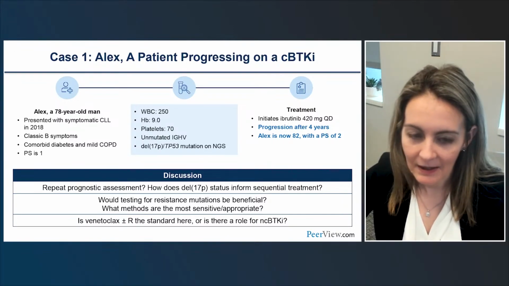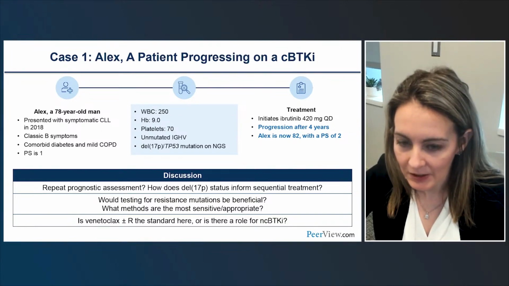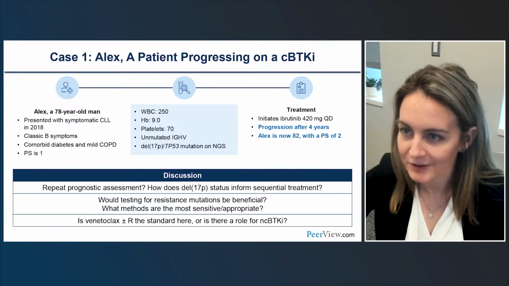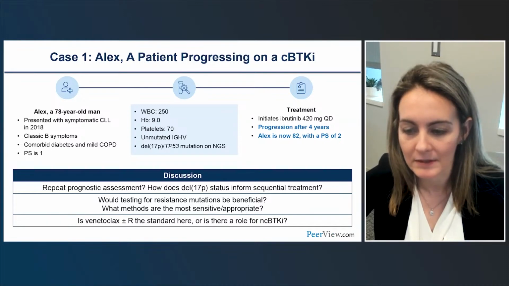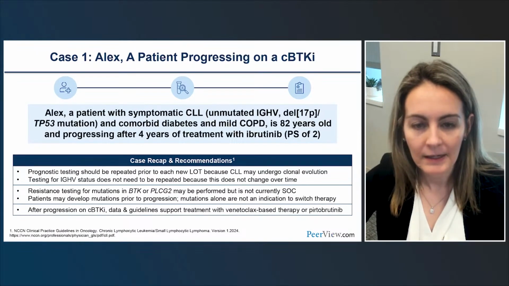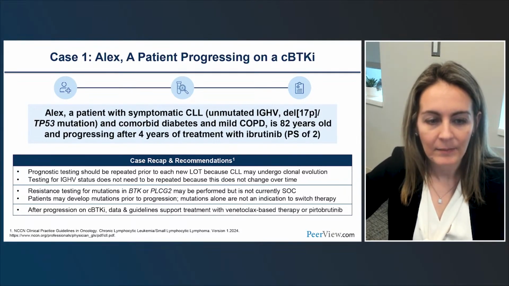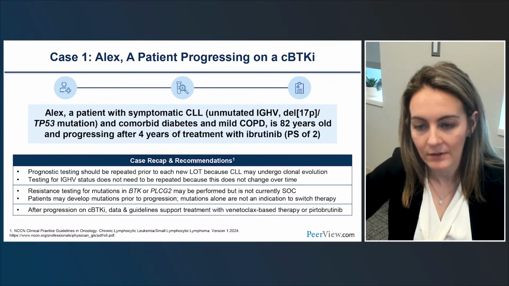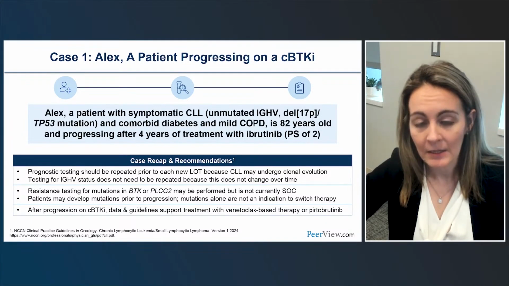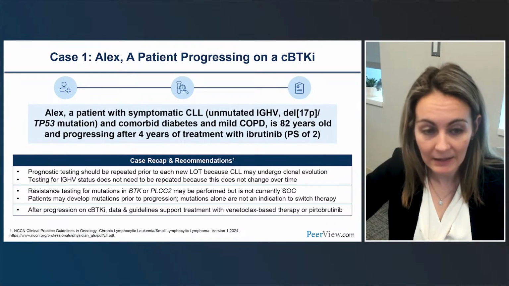Venetoclax-based therapy, there's a lot of data to support its use in this setting. But also now pirtobrutinib can be an option as NCCN listed under certain circumstances, as we saw before, and has data to support its use from the BRUIN study here. So I'd say, to summarize this case, prognostic testing should be repeated prior to each line of treatment. The CLL can undergo clonal evolution, and these mutations can be acquired at progression, for example, on covalent BTK inhibitors.